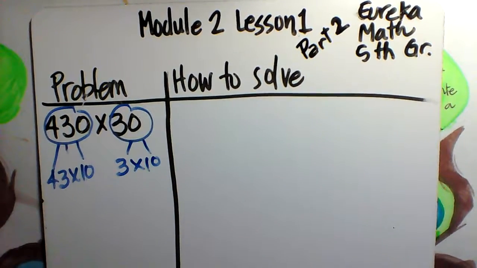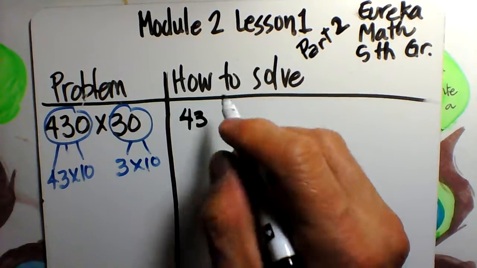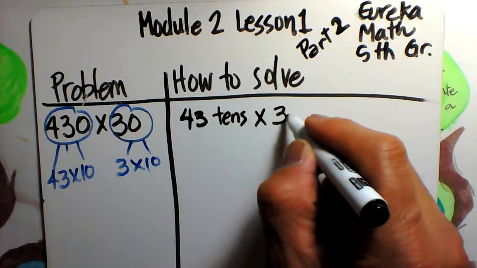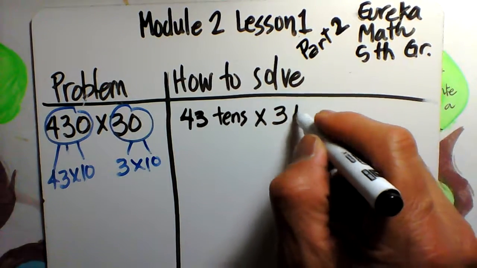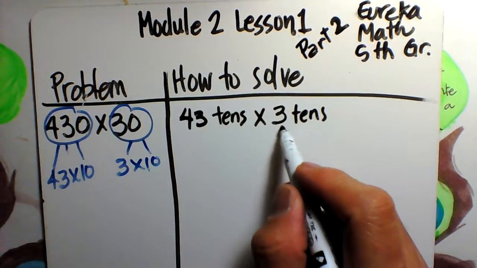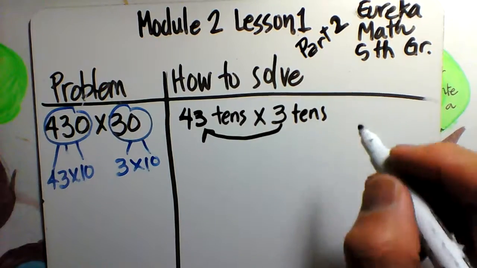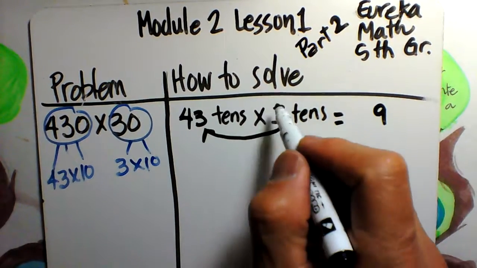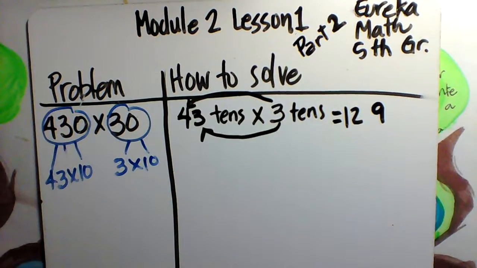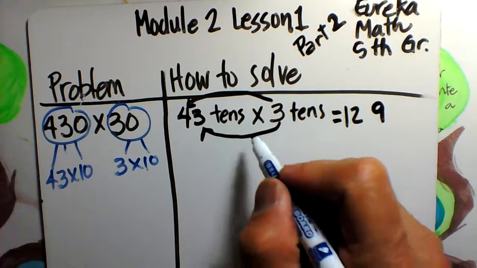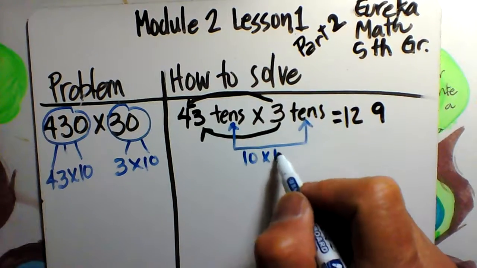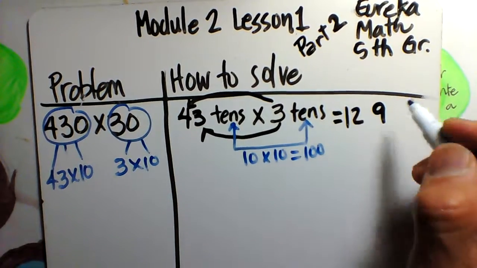We do that because when we write it like this, 43 tenths times 3 tenths, it becomes a little easier to multiply. So in this manner, you can multiply 3 times 3 equals 9, and 3 times 4 equals 12. So now what is left to do is to multiply the tens. So when you multiply 10 times 10 equals 100.